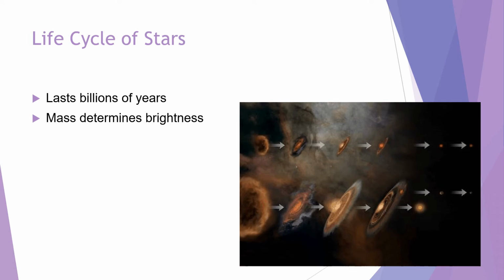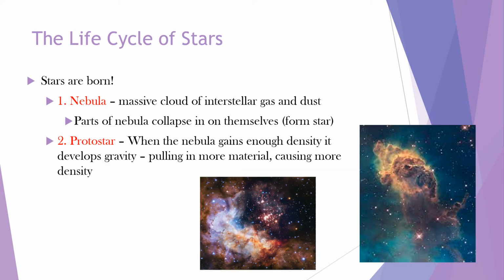Okay, mass determines brightness of stars. Okay, and mass also determines the life cycle of a star. So we're going to learn that a lower mass star lives for longer than a higher mass star. Okay, so the life cycle of stars.